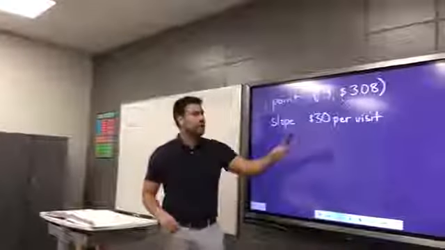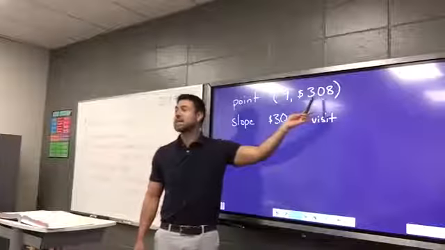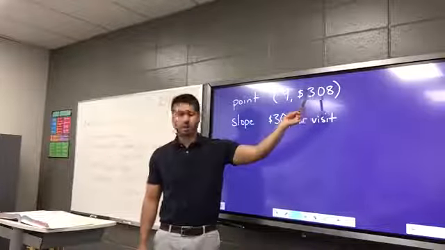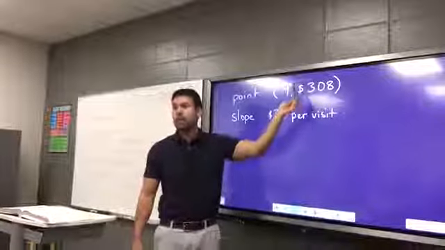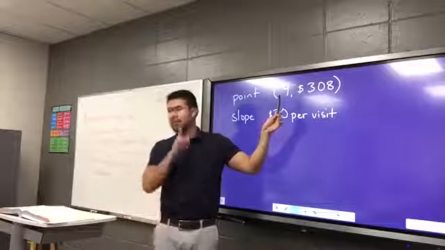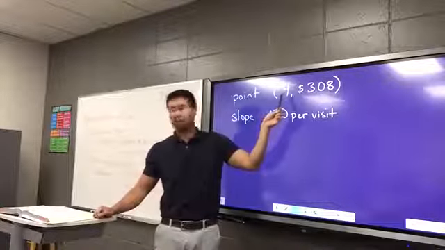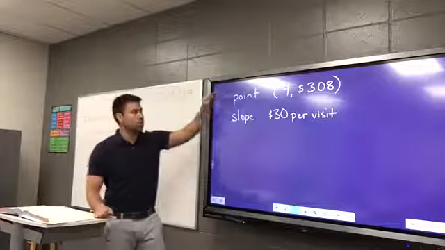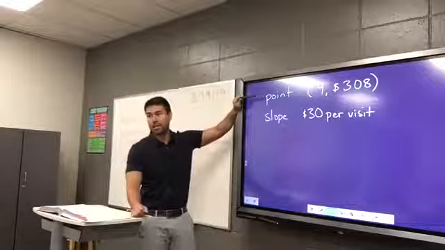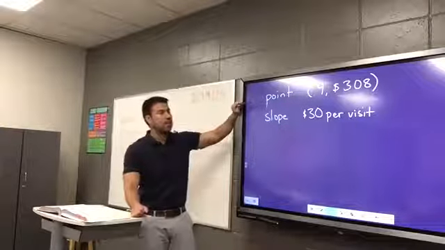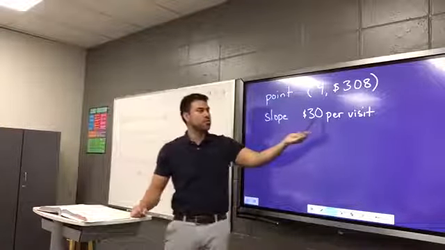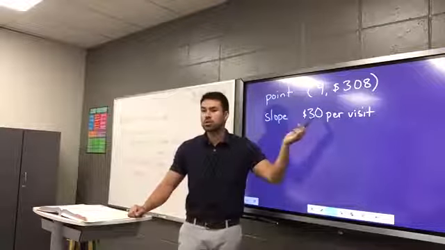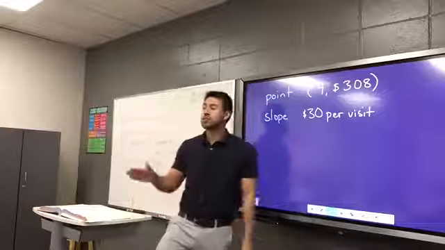Okay, where did I get the 308? That's how much she paid in April. That's her total bill for April. Where did I get the 4 from? How many times did she visit the doctor? 4 times, okay? This right here gives me 2 pieces of info which form a point. It's a point on a line. Now I got a slope too of $30 per visit. Where did I get that $30 per visit? How much does it cost per doctor's visit?